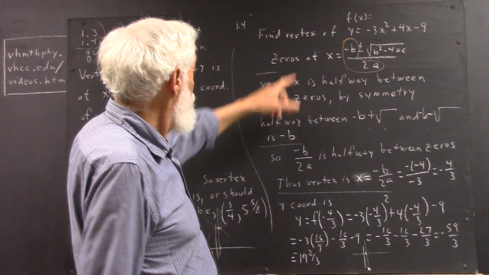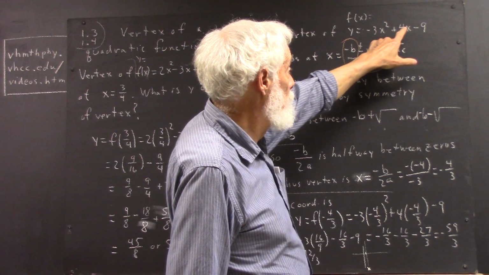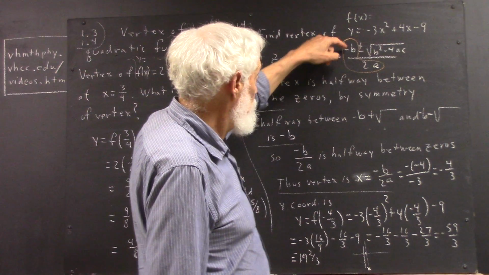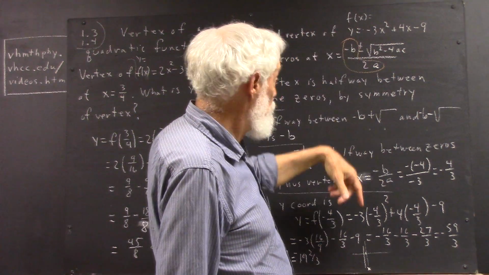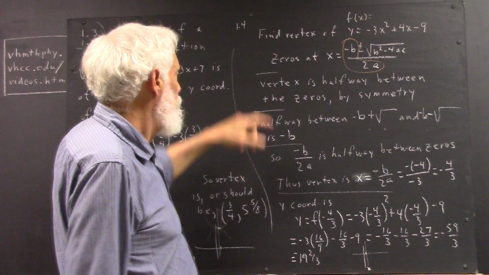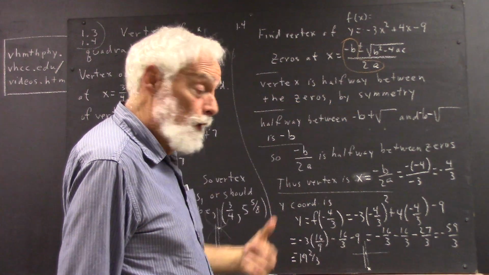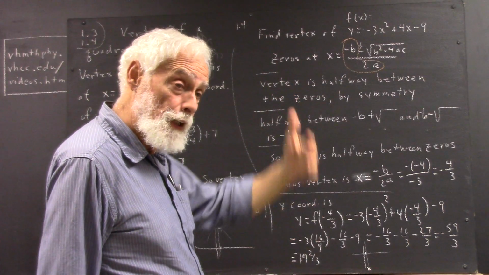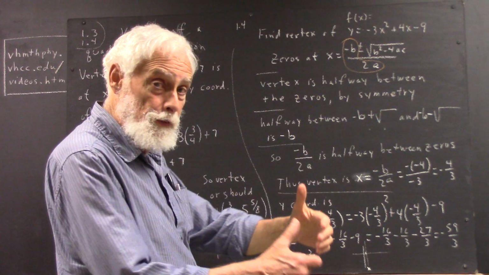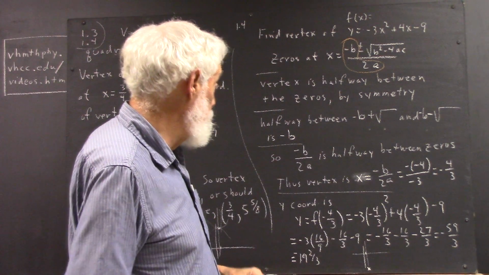But let's see, okay. To find the vertex of f of x equals y equals negative 3x squared plus 4x minus 9. The zeros are at x equals negative b plus or minus the square root of the discriminant, all that over 2a. The vertex is halfway between the zeros because of the symmetry of the quadratic function. It's symmetric about its axis of symmetry, and the vertex is on the axis of symmetry, so the zeros have to be at equal distances on either side of the axis of symmetry.